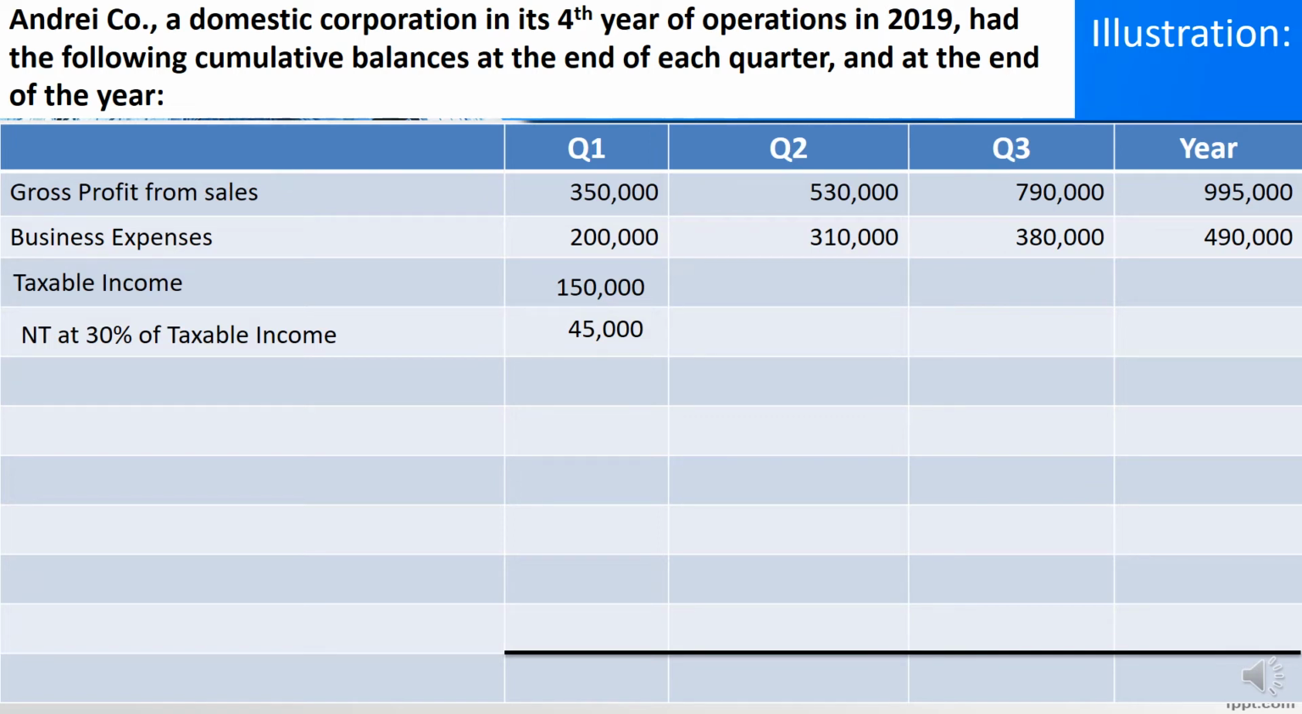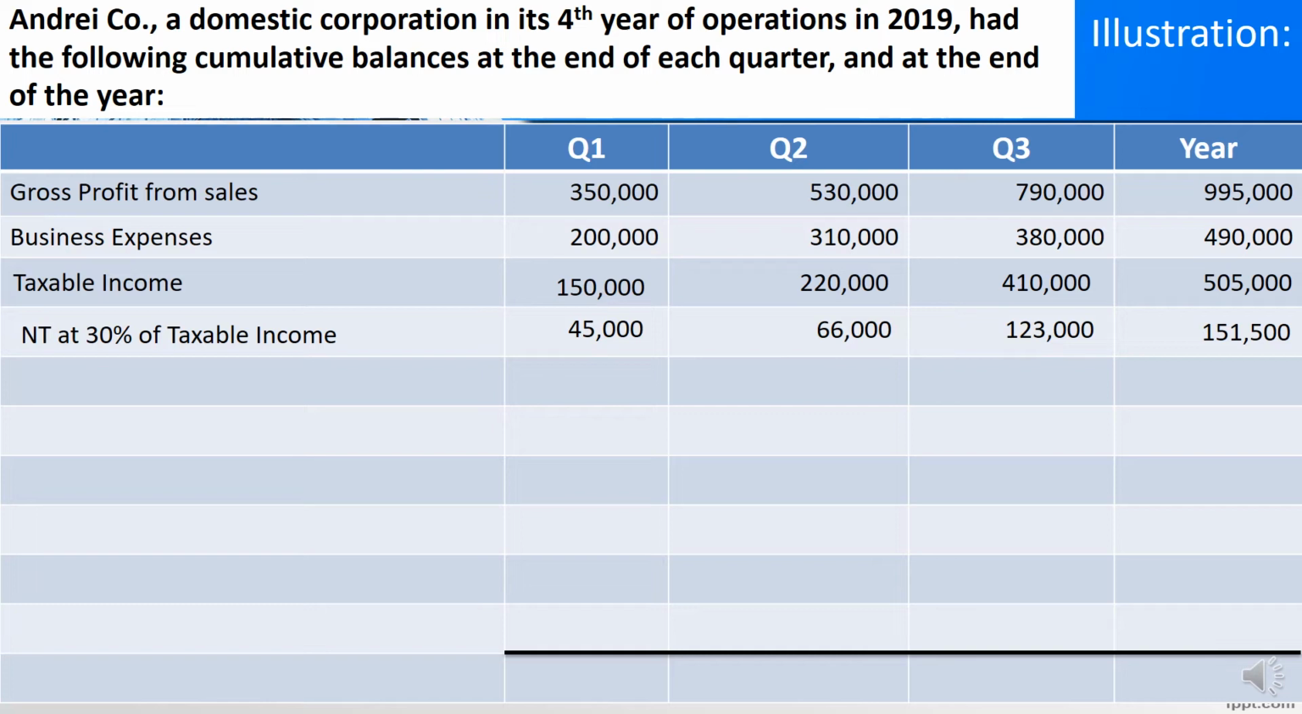For the second quarter, taxable income is 220,000. That is 530,000 less 310,000. And the normal tax is 66,000. That is 220,000 times 30%. For the third quarter, 790,000 less 380,000 is equal to taxable income of 410,000, 30% of which is the normal income tax of 123,000. For the year, 995,000 less 490,000 is equal to taxable income of 505,000. Normal tax of 30% is 151,500.